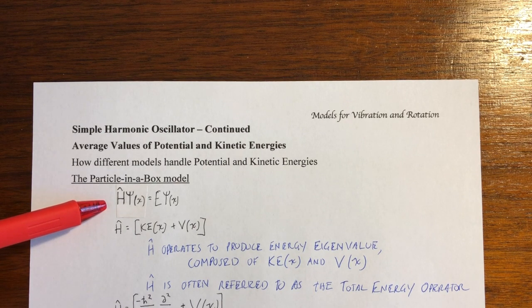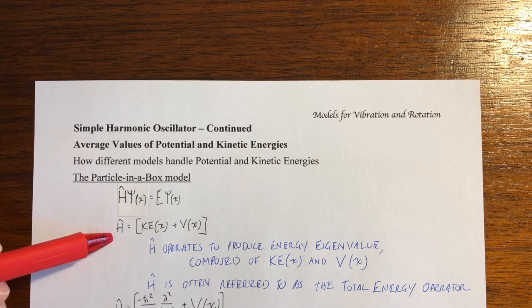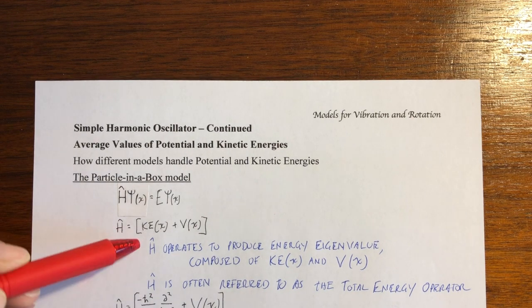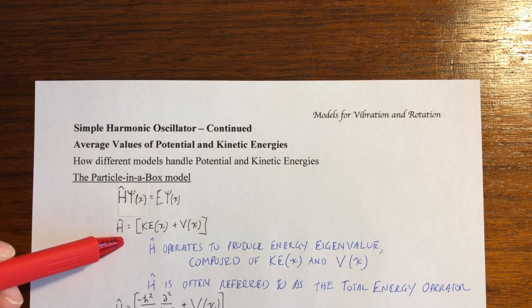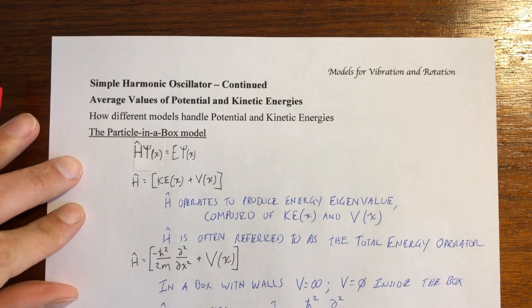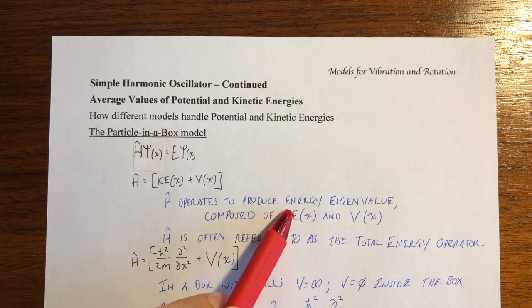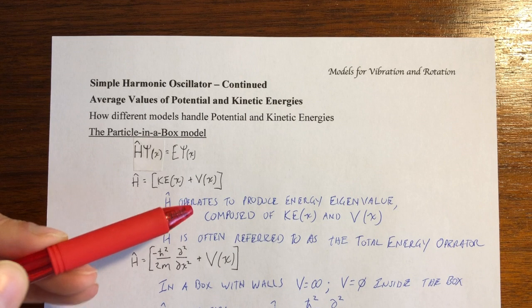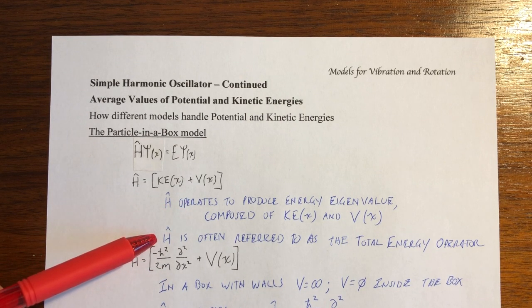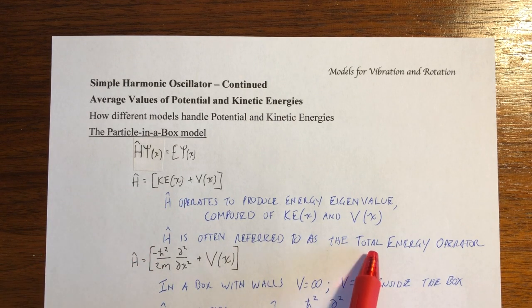So we'll begin with going back to the particle in a box model, which makes use of the Schrödinger equation, H psi equals E psi, where H is the Hamiltonian operator, and that is equal to the kinetic energy plus the potential energy. We haven't seen this version of the Hamiltonian in a while, probably not since chapter 2, but the Hamiltonian operator operates to produce the energy eigenvalue, and it is composed of kinetic energy based on x and potential energy based on x, which is why the Hamiltonian operator is often referred to as the total energy operator.